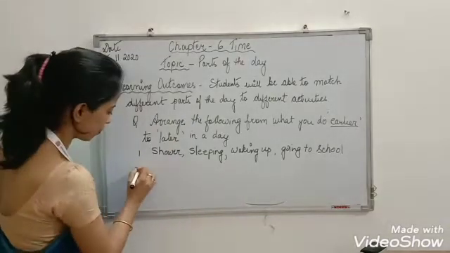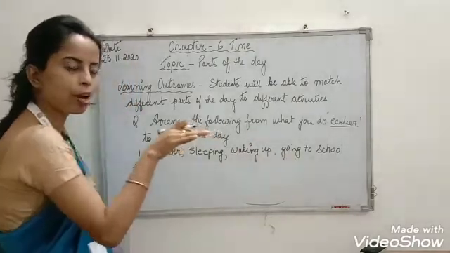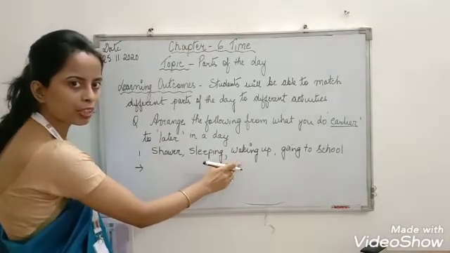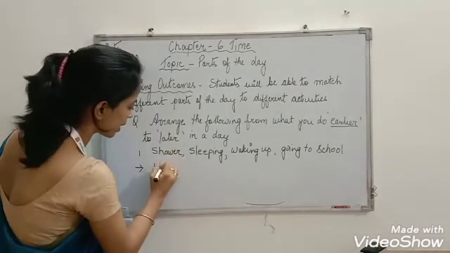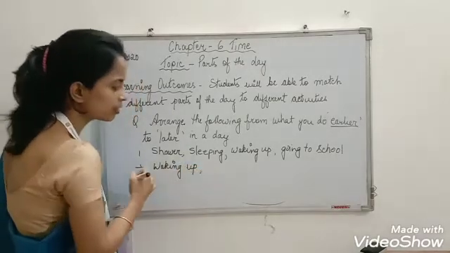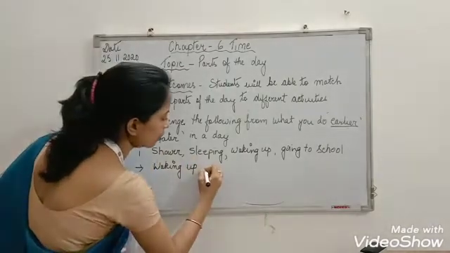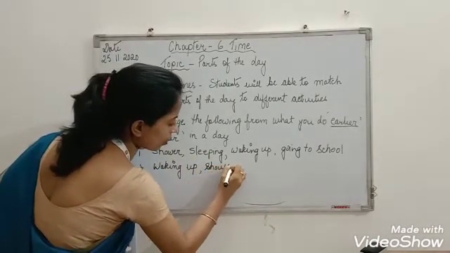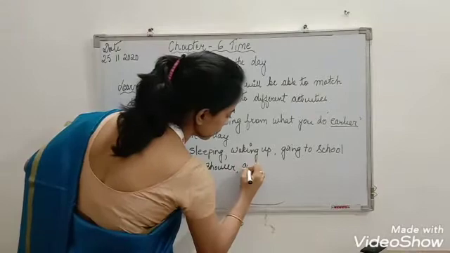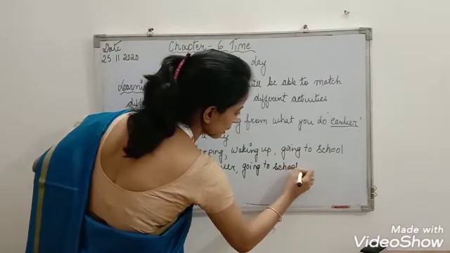So here are shower, sleeping, waking up, going to school. Now you have to arrange them from earlier to later. Which activity will come first? It is waking up. Then next, after waking up, shower. Then going to school. Next, sleeping.